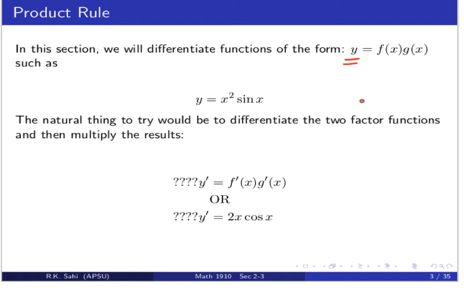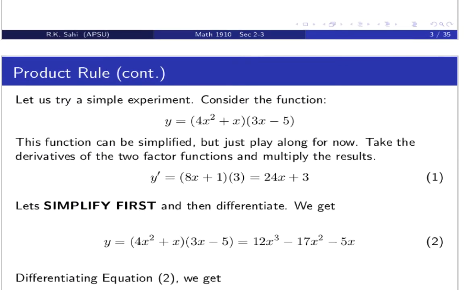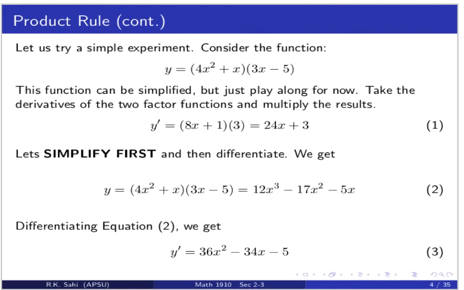Now the natural way is, okay, take the differential of say x squared, take the differential of sine x, and multiply. But the question is, is this right? Is this the correct approach? So what I'm going to do is take a very simple experiment and then show you what actually is a product rule.